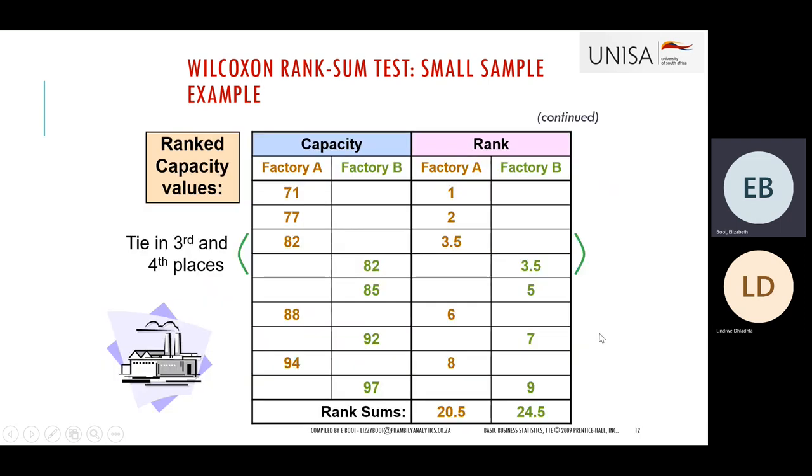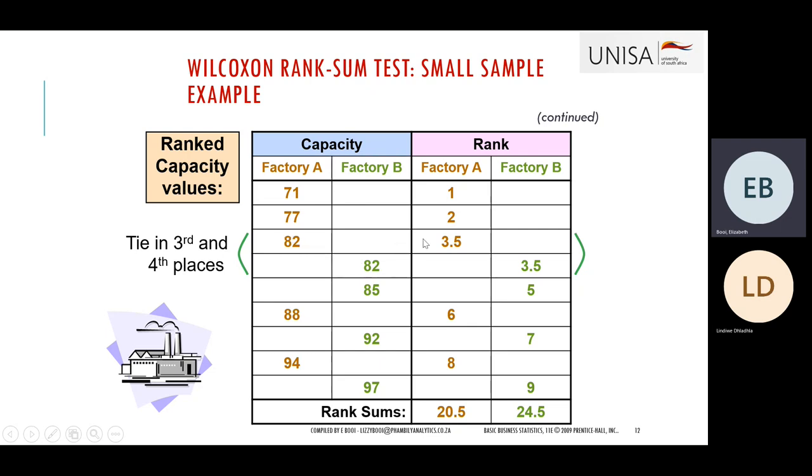The first thing we do is put the capacity in order so that we are able to rank them. So we start putting the factory A and factory B values together. That one will be rank 2. And we have 82 and 82. Remember, with 82 and 82, they are the same, so we need to take the average rank for those two.